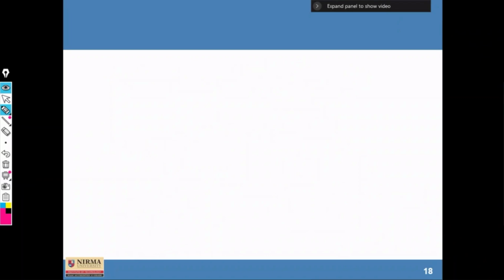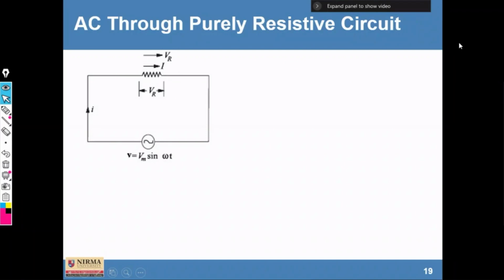Okay. Now our next theory is AC through purely resistive circuit, AC through purely capacitive circuit and inductive circuit. Now we will see the behavior of different circuits when it is connected as a resistor load, as a capacitor load, and as an inductor load. Now we are going to write an expression of voltage of this source, because this source is an AC source, alternating voltage. So always we are going to write an equation of V is equal to Vm sin omega t.